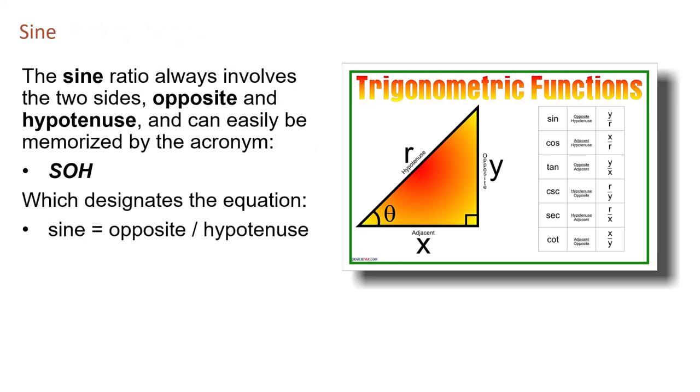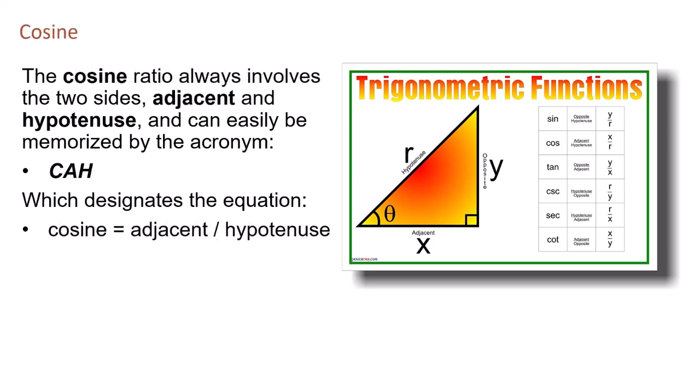The sine ratio always involves the two sides, opposite and hypotenuse, and can easily be memorized by the acronym SO, which designates the equation sine equals opposite over hypotenuse.